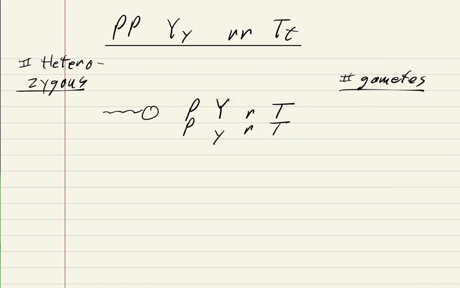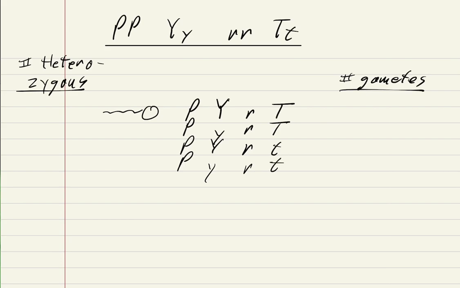Well, with a smaller t, now we have two more options. The third option will be the same as the first one, except instead of a big T, it'll be a little t. And the fourth option will be the same as the second option, big P, little y, little r, and instead of the big T, it'll be a little t.